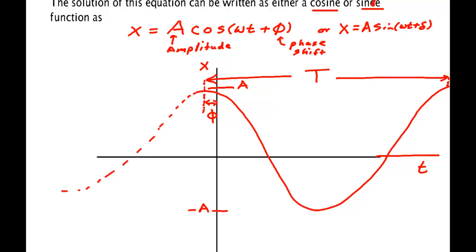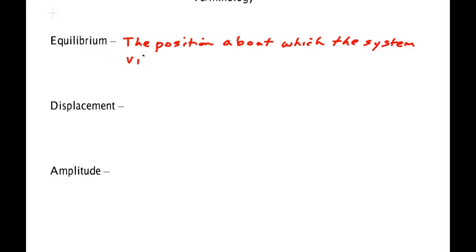Now, let's put some of these terms into our notes. Equilibrium, this is the position about which the system vibrates. And by the way that we've set it up, it's been set up so that that position is at x equals 0.